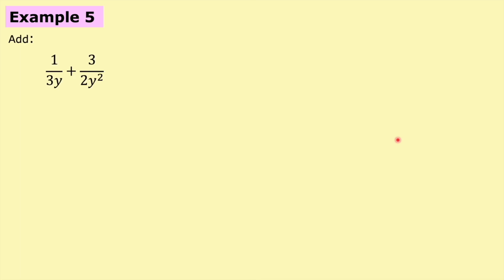Okay, example 5. Again, getting that a little bit trickier. 1 over 3y add 3 over 2y squared. So we've got a squared term on the bottom of our fraction now. I'm still thinking we need to find a common denominator. That's the only way we can add these fractions. So how can I make these denominators the same?